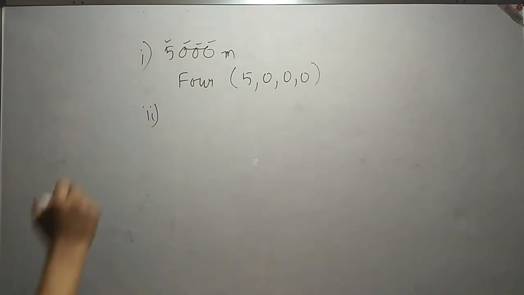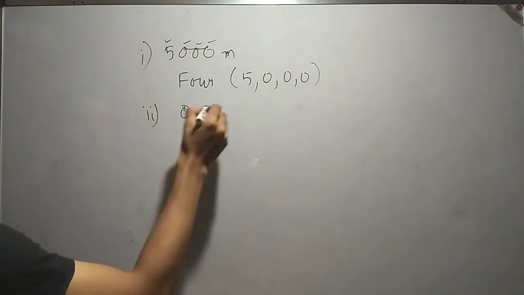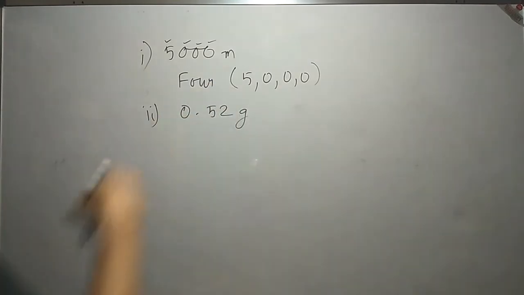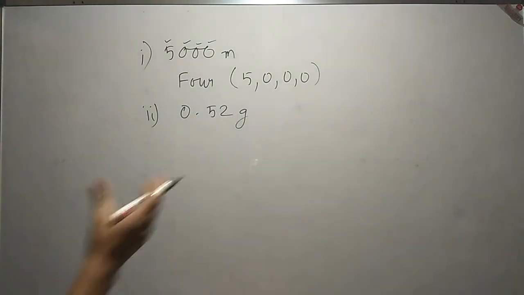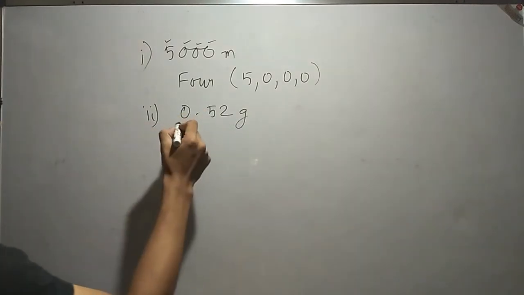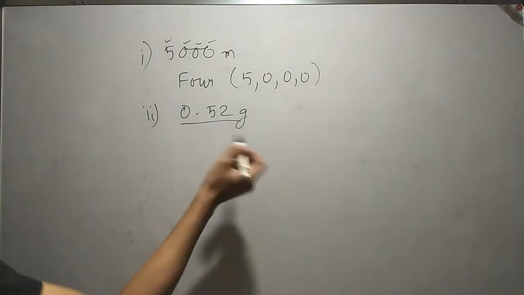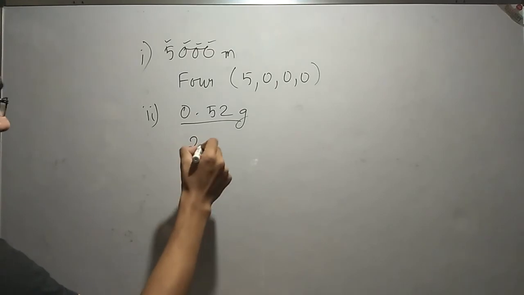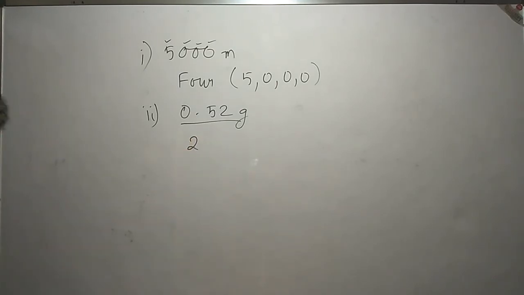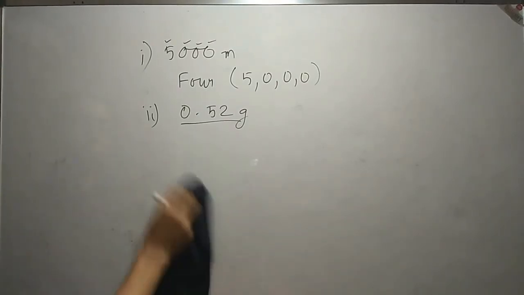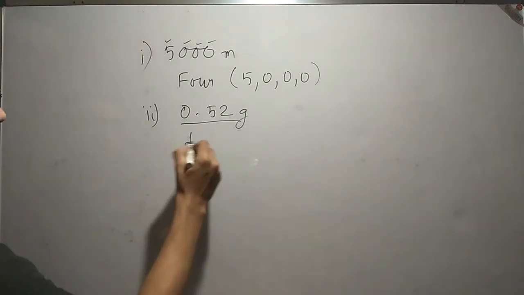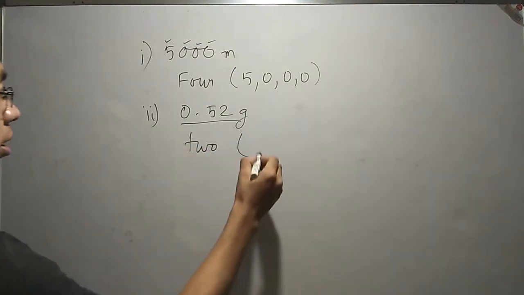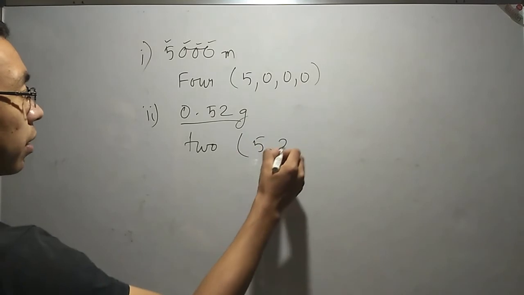Another example, suppose 0.52 gram. We are asked to find out the significant figures. How many significant figures are there in this measured value? There are 2, or you better write it in words. So two. Which are they? That is 5 and 2.